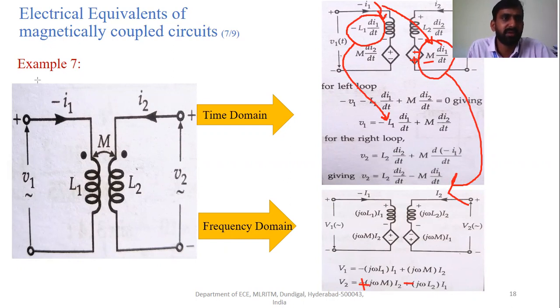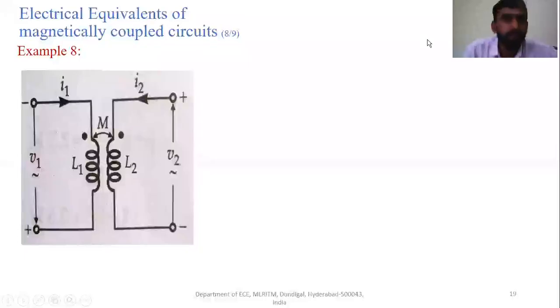So this is with respect to example number 7. This is the same as example number 6, but in that I2 is reversed, whereas here I1 is reversed. Let us move on to example 8. In this example 8, in the left hand side loop, the current I1 is entering through the dot, and in the right hand side loop, the current I2 is also entering through the dot. So both are entering through the dot.